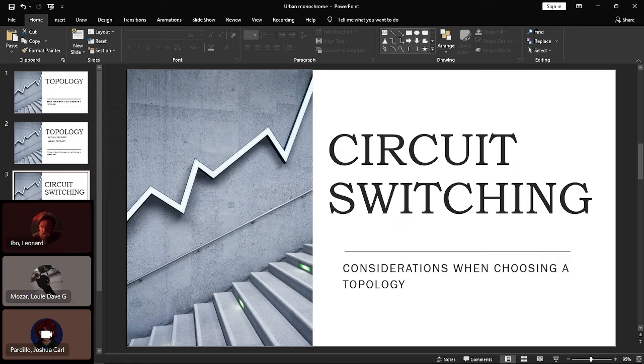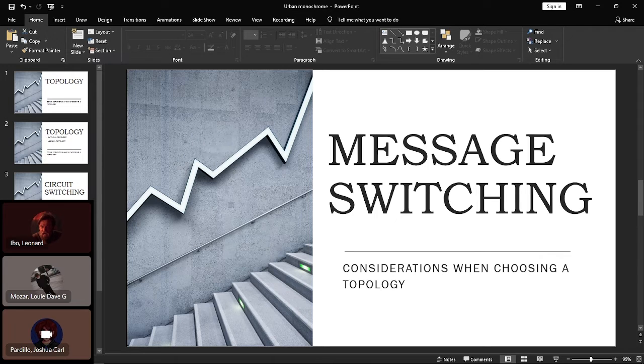So let's proceed to message switching. Message switching is a network switching technique in which data is routed in its entirety from the source node to the destination node, one hop at a time. So during the message routing, every intermediate switch in the network stores the whole message. Okay, so what is the example of message switching?